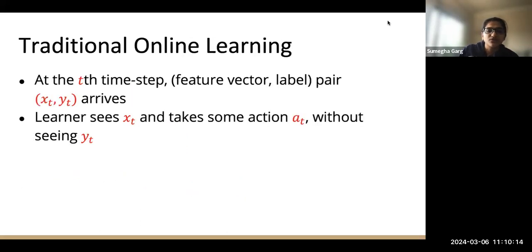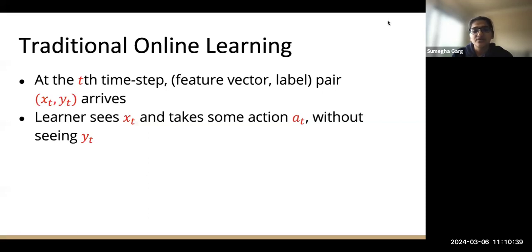What about the traditional online setting? Now in the traditional online learning setting, instead of getting a distribution over the individual outcome pairs, we are in the distribution-free setting. That is, at every time step t, you get a feature vector comma label or outcome pair xt comma yt.